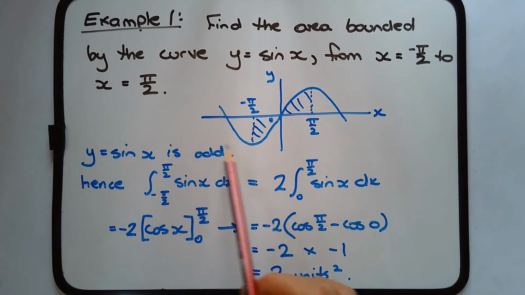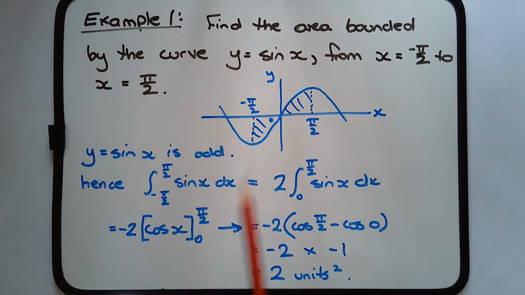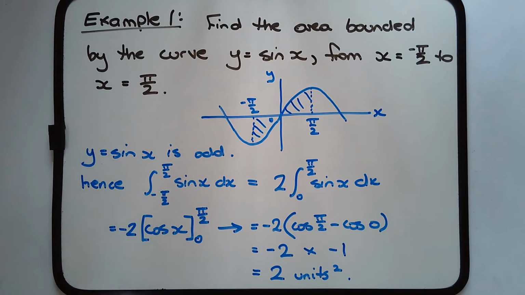Now it helps to draw a sketch of the curve. So here's a sketch of the curve y equals sine x from negative pi over 2 to pi over 2. And we can see that half the area is going to be positive and the other half is negative. Now it also helps to note that y equals sine x is odd. In other words, it has point symmetry about the origin.